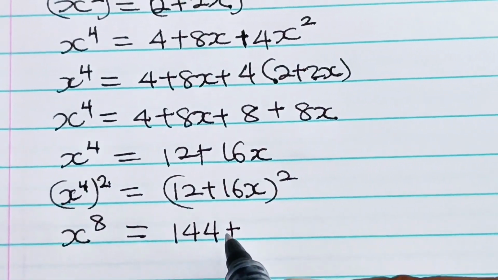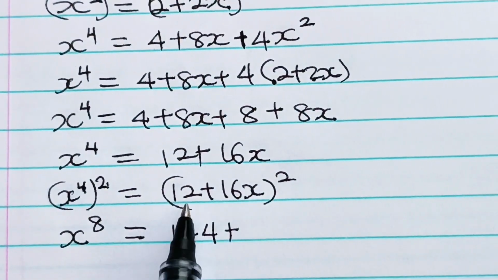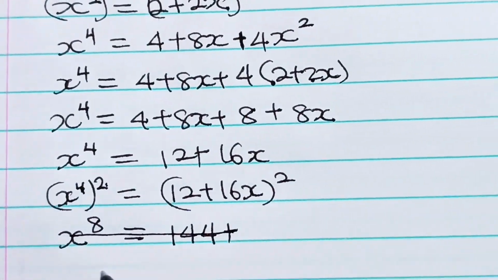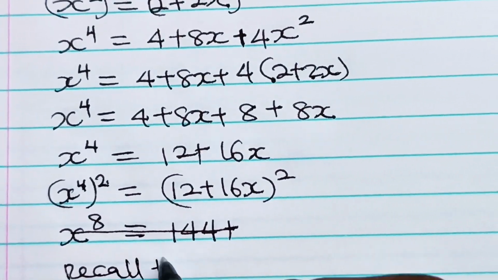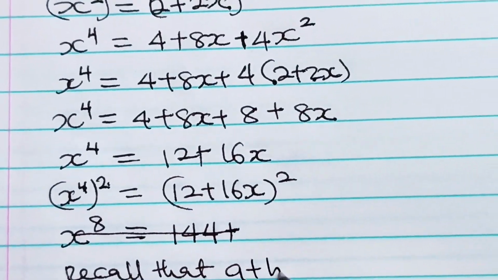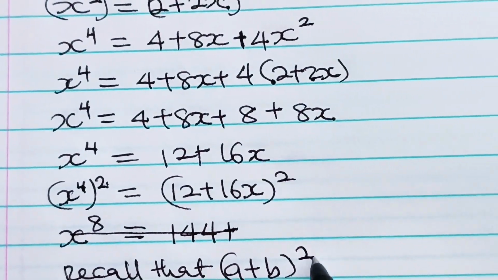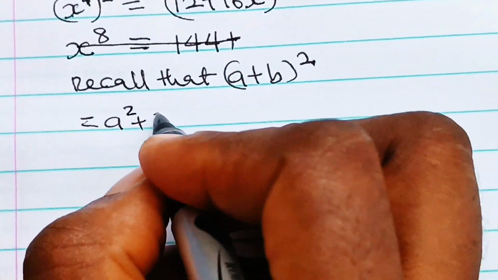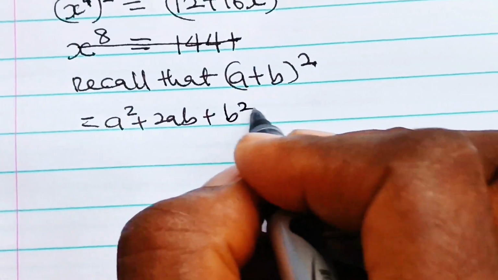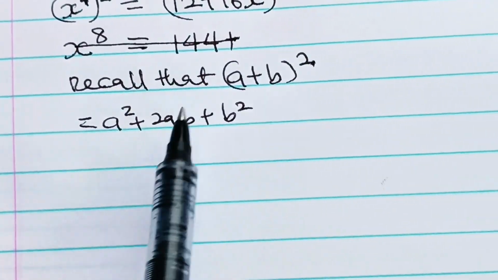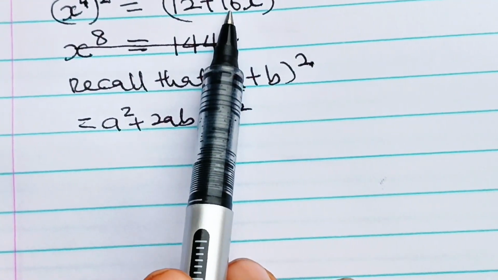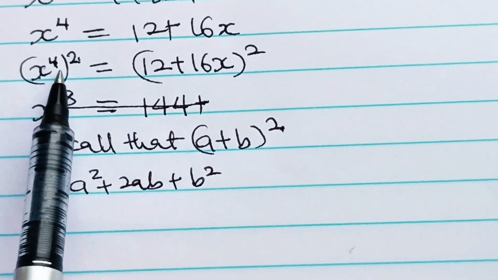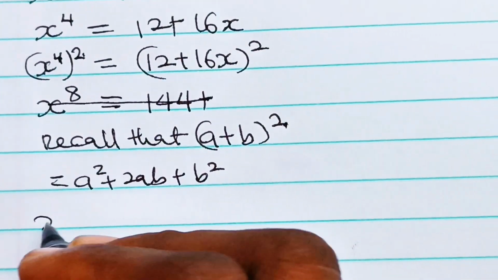144 plus, now recall that what we have here is a plus b squared. I think I need to write it down this time. Okay, recall that a plus b all squared is equal to a squared plus 2ab plus b squared. Now in our case, our a is 12 and our b is 16. Okay, so that means that x to the power of 4 times 2 will give us what? X to the power of 8.